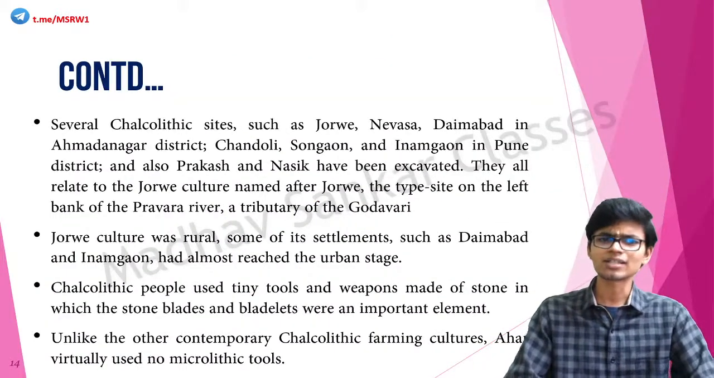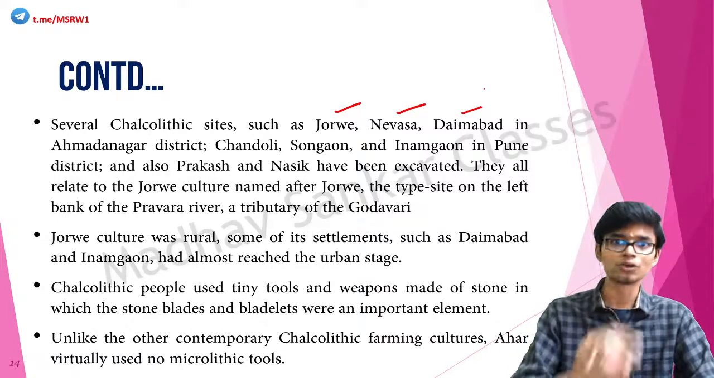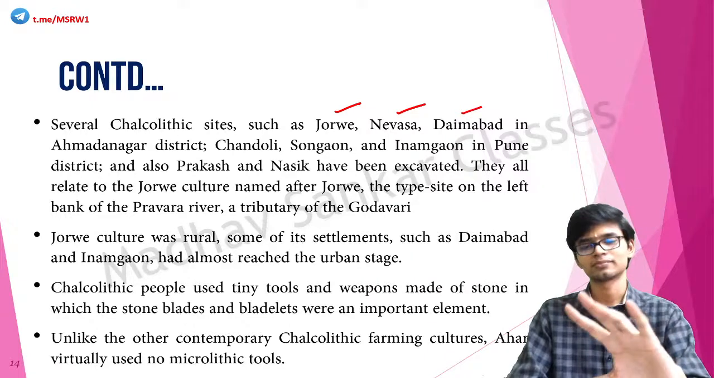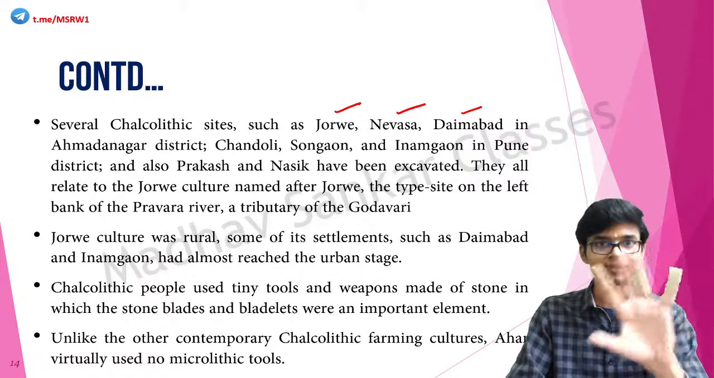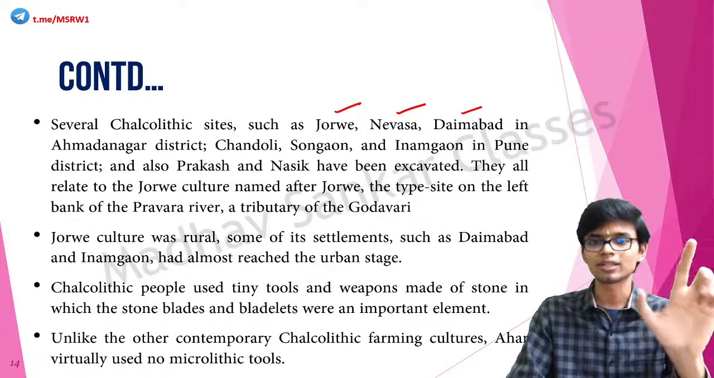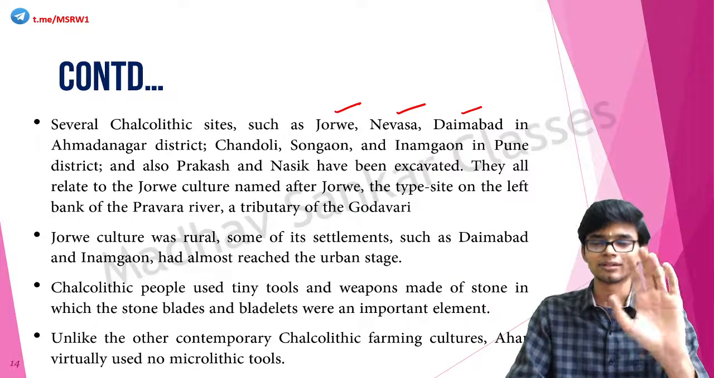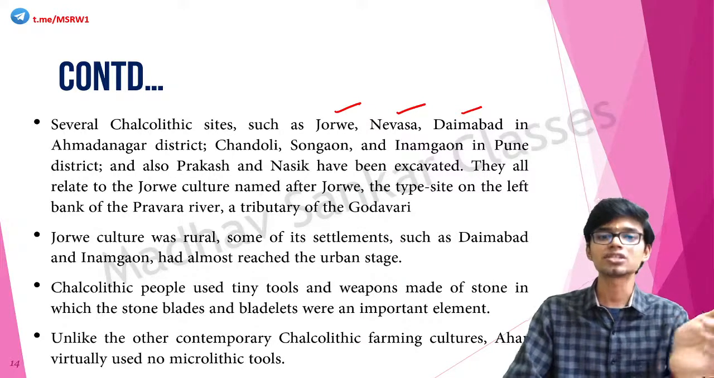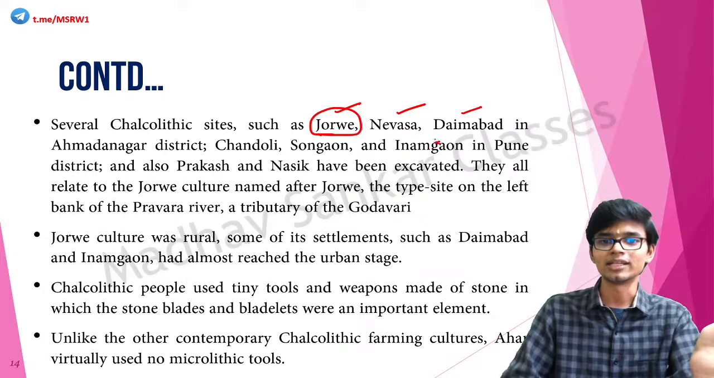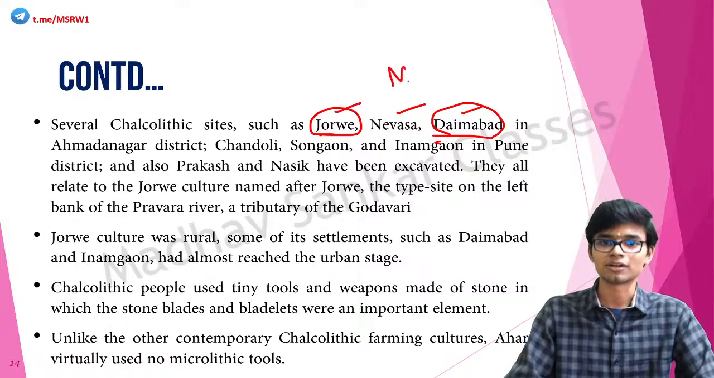Okay, and there are plenty of other Chalcolithic sites in India, for example, Jorwe, Nevasa, Daimabad. Earlier I told you about Daimabad. We came across another site, I hope you remember, which is an example for periods like Paleolithic, Mesolithic and Neolithic. Daimabad is another very peculiar site, the importance of which we will study in the upcoming slide. So just understand that Daimabad is very important for UPSC. So is Jorwe. These two are very important sites. Please keep them in mind. Both of them are situated in Maharashtra.